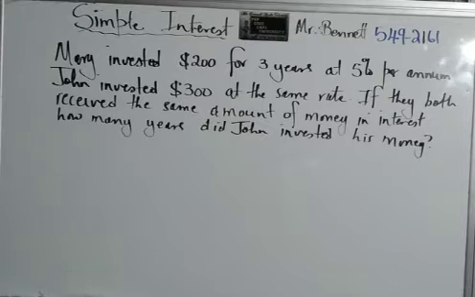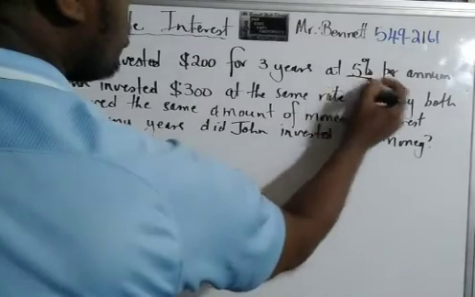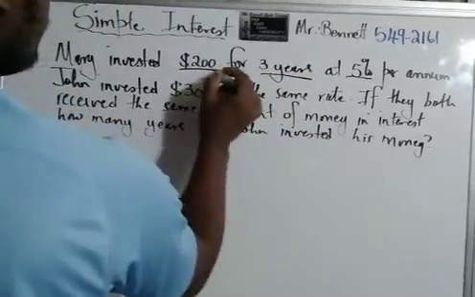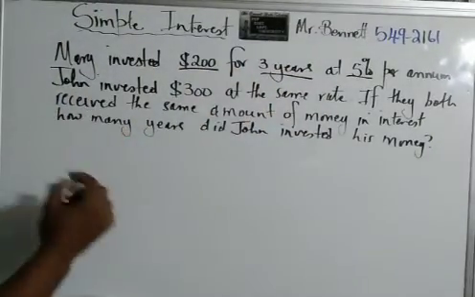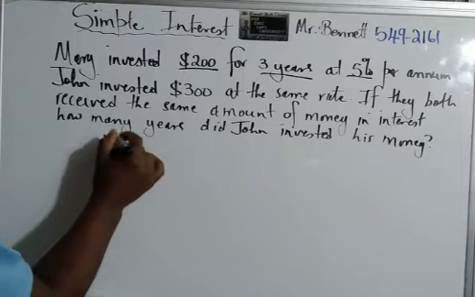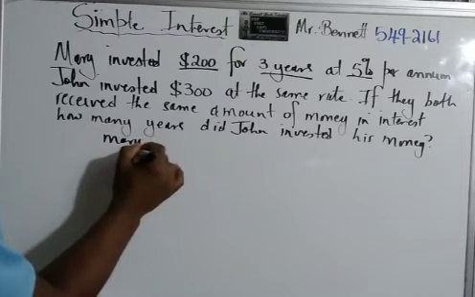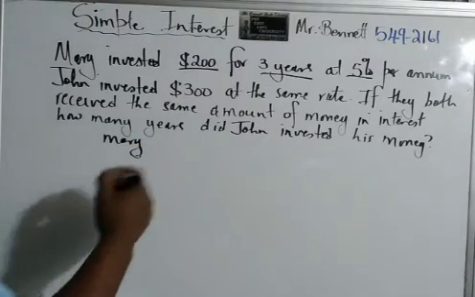Alright guys, let us look at this one. It says Mary invested $200 for 3 years at 5% per annum. John invested $300 at the same rate. If they both receive the same amount of money in interest, how many years did John invest his money? So we can just identify these things. Let us work out Mary first, because they give us the information from here, so we can work from there.